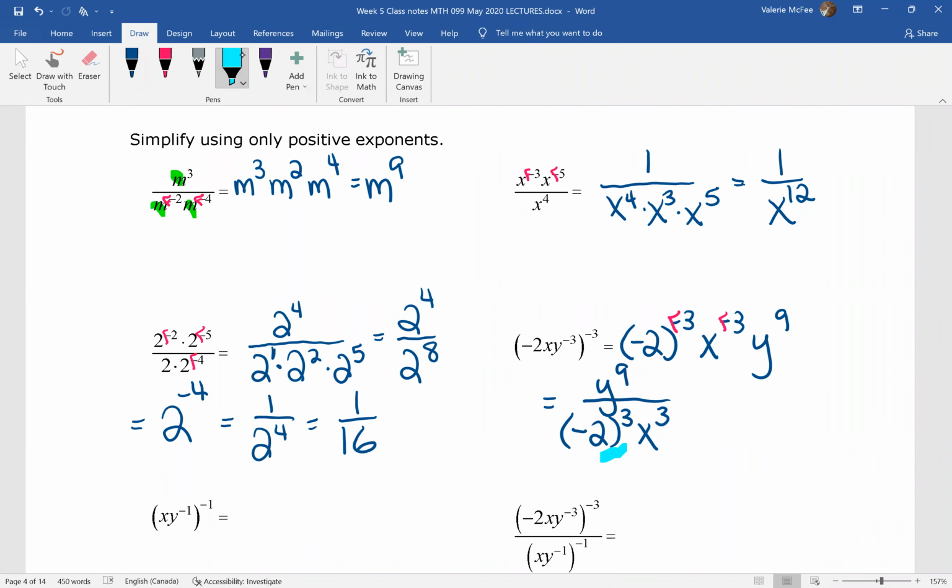Again, we can evaluate this. Negative 8, I'm going to put the negative outside the expression, x cubed. It doesn't matter which one of those you think about, whether you want to take this power and make it positive first, or apply it to everything inside the brackets and then make your exponents positive.